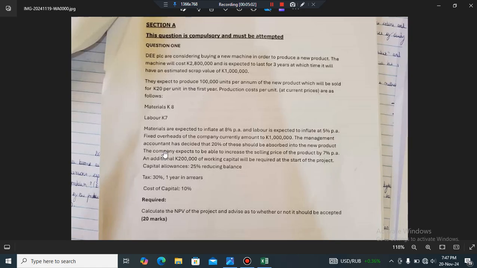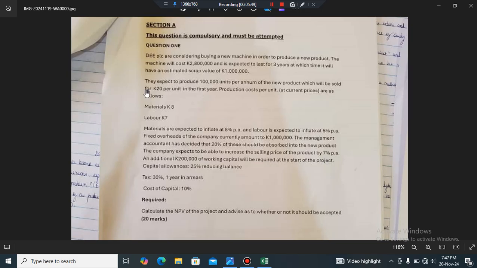Fixed overheads of the company currently amount to 1 million. The management accountant has decided that 20% of these should be absorbed into the new product. The company expects to be able to increase the sales price of the product by 7% per annum. An additional 200,000 of working capital will be required at the start of the project. So remember the price: we've been told that the company expects to be able to increase the selling price of the product by 7%.